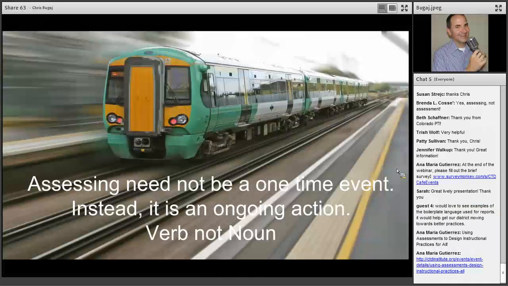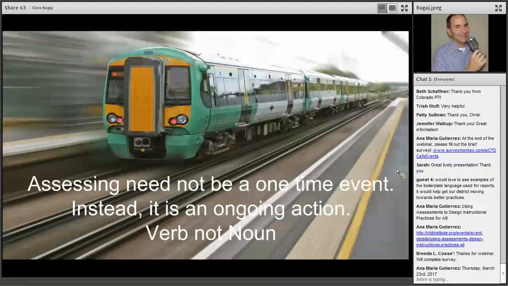Keep an eye out for the next presentation where we're going to talk about taking a lot of this assessment data and how do we use it to make decisions widespread for a lot of students. Yes, that's it, Anna Maria. Using assessments to design instructional practices for everybody. Right?